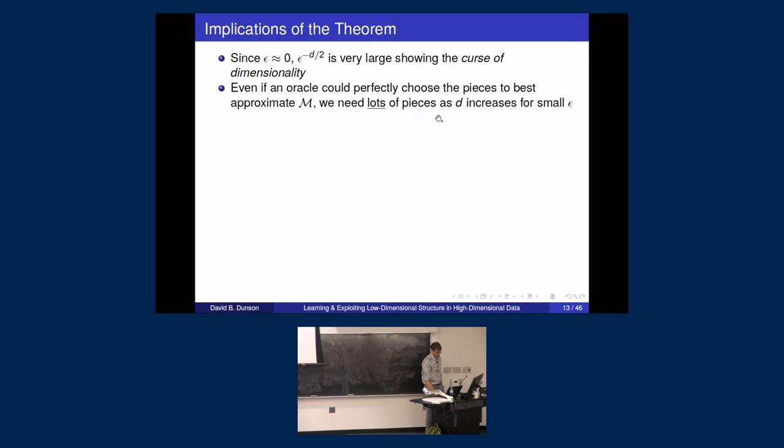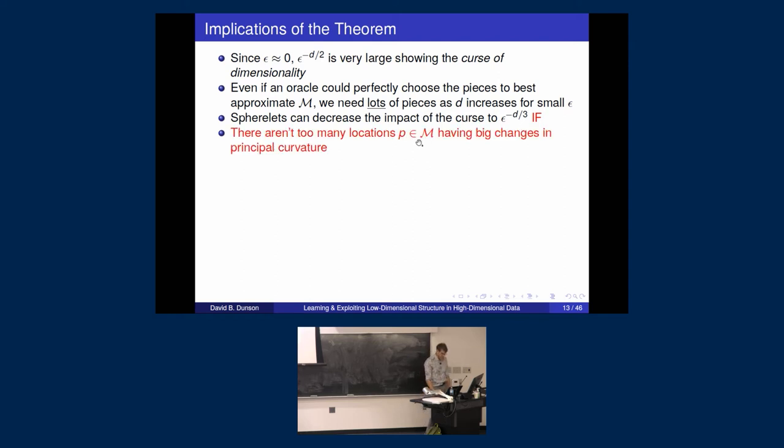So we're going to need a lot of pieces to approximate that surface, even without any statistical error, as D increases. So that's the curse of dimensionality. So our spherelets can decrease the curse if there aren't too many locations having big changes in principal curvature. And we found in applications that tends to be the case. You have to cook up really strange cases where there's a really big change in principal curvature at very many locations on the manifold, something that has sharp edges to it or something, which is strange.